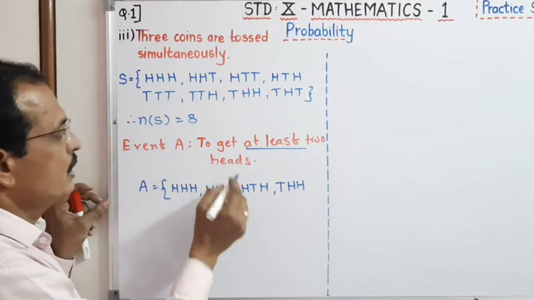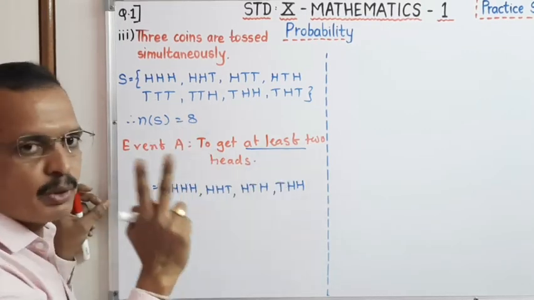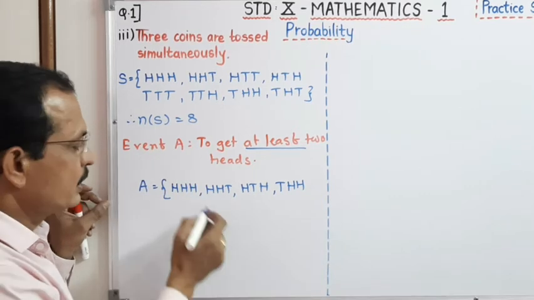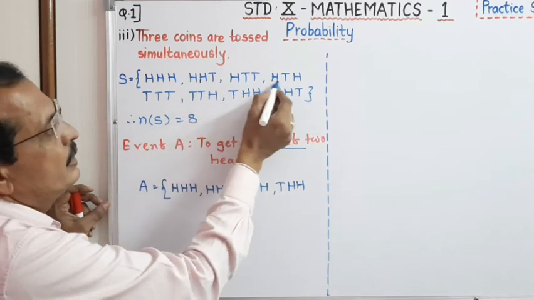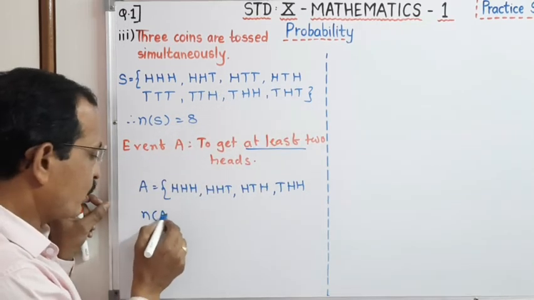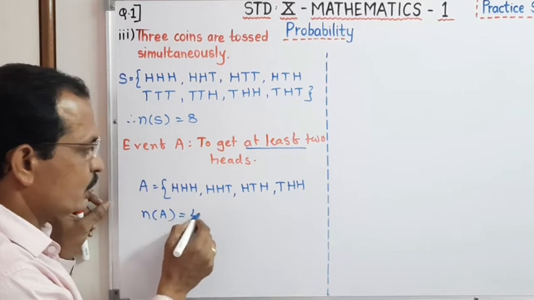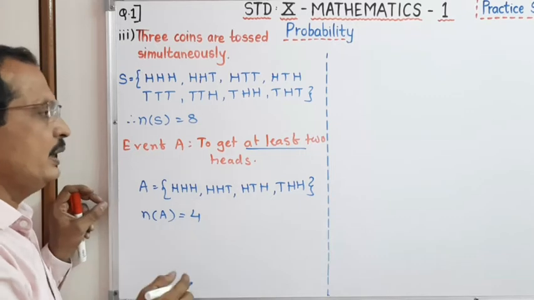Therefore, dear student, the condition is at least 2 heads. At least, that is minimum 2, maximum no limits. Therefore, we can take H, H, H, H, H, T, then H, T, H and T, H, H. Therefore, n(A) is equal to 4. This is the event A.